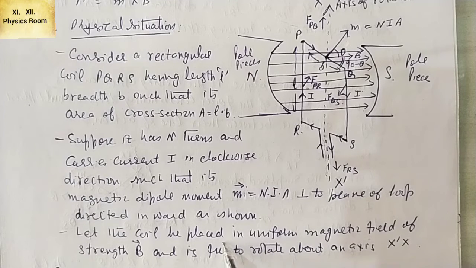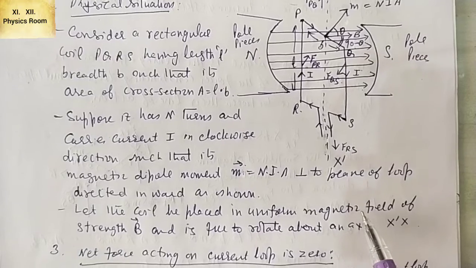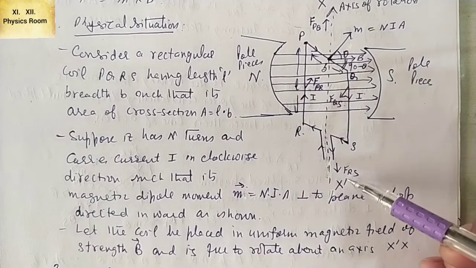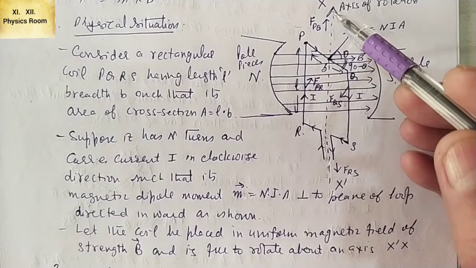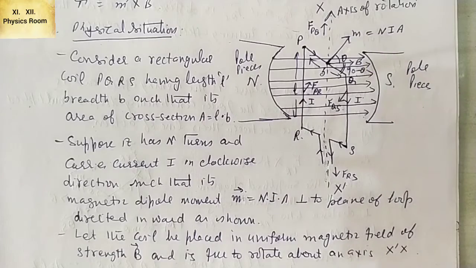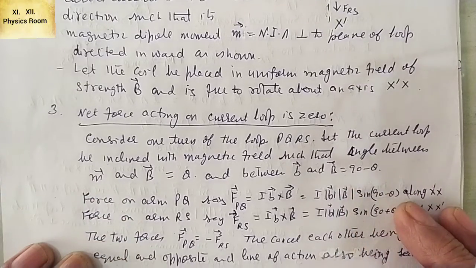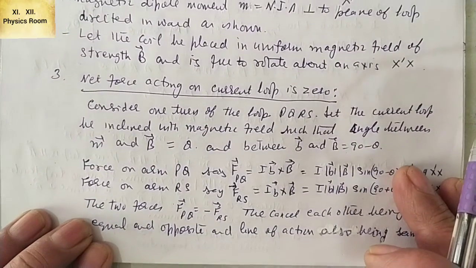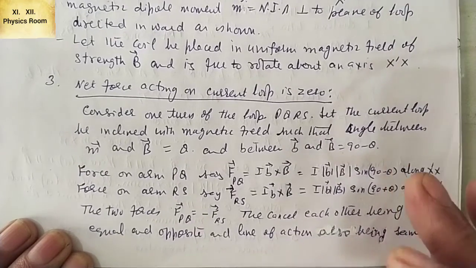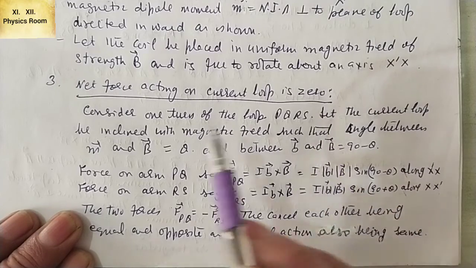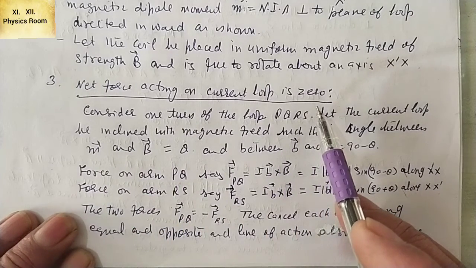Let the coil be placed in uniform magnetic field of strength B and is free to rotate about an axis x dash x. Now, third step, net force acting on current loop. Net force acting on current loop is 0. First we will prove it.